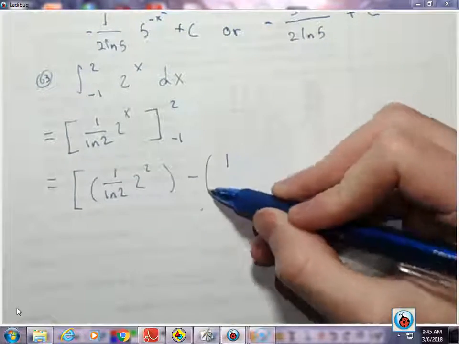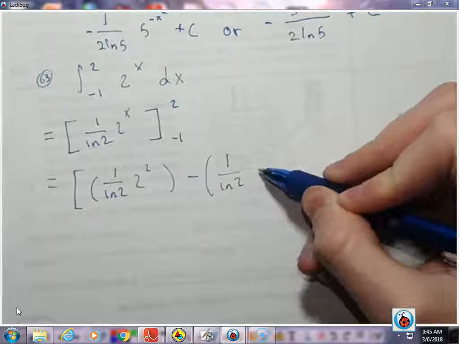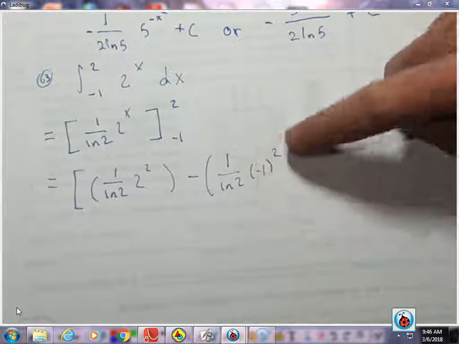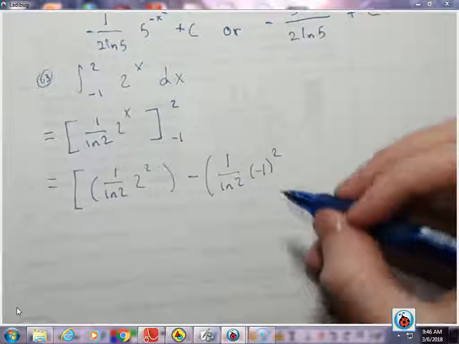So you got 1 over ln of 2 times 2 squared, because you're going to want to put in the top bound and then subtract it by whatever you plug in the bottom bound for. Yeah, it's 2 to the negative 1.